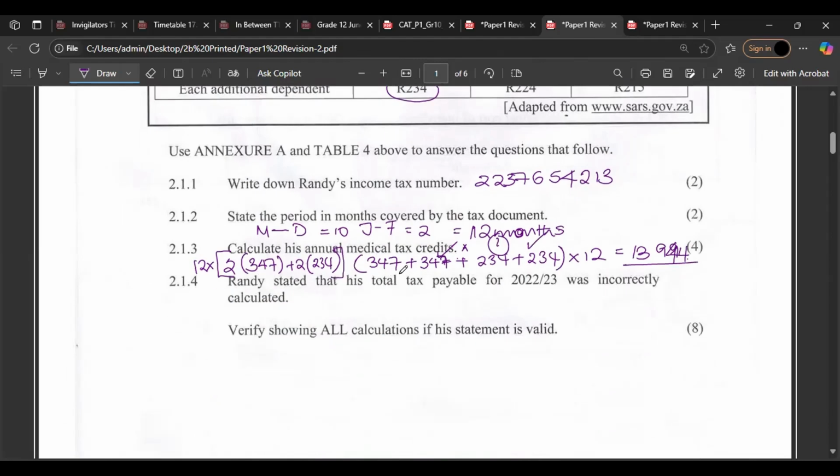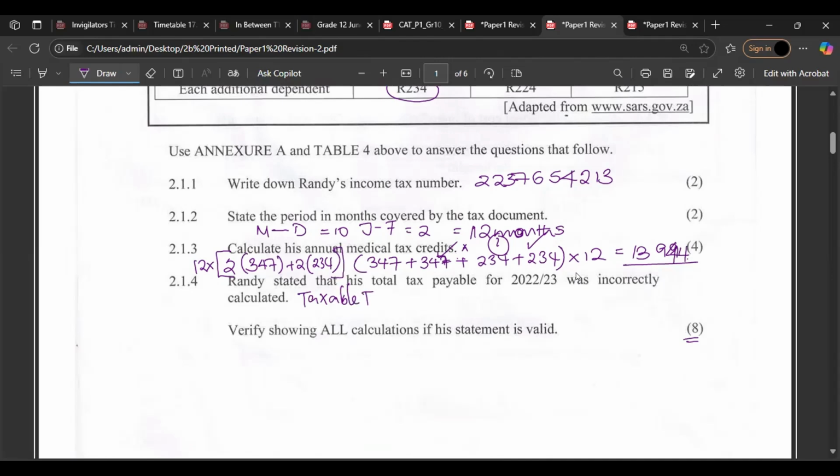Rand stated that his total tax payable for 2020 to 2023 was incorrectly calculated. Now, here they are tasking us to go and look for the tax. Now, the secret here, number 1, you have to know his income. Not only his income, but taxable income. You understand? Not everything is taxed.